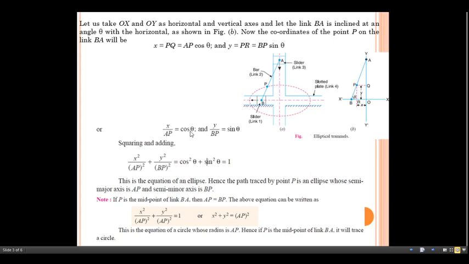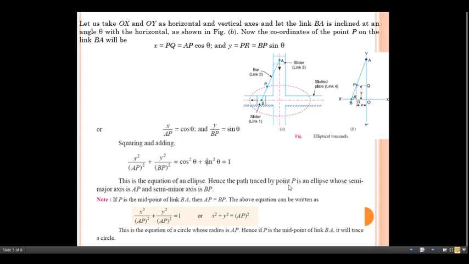So x divided by AP equals cos theta, and you can get the second relation as y divided by BP equals sin theta. Now squaring and adding both these relations, see what we get: x square divided by AP square plus y square divided by BP square equals cos square theta plus sin square theta. We know this must be equal to 1. So this is the equation of an ellipse.